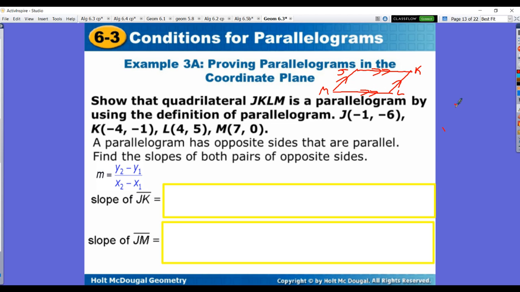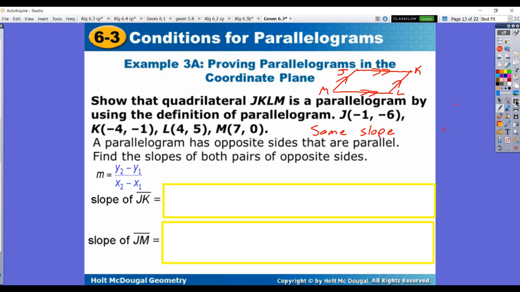To show that these opposite sides are parallel, we want to calculate the slope of all the sides of the parallelogram, because if they are parallel, the slopes will be the same. We did some of that in chapter 3, I believe, where if we have two parallel lines, they're going to have the same exact slope. So that's what we're going to do.